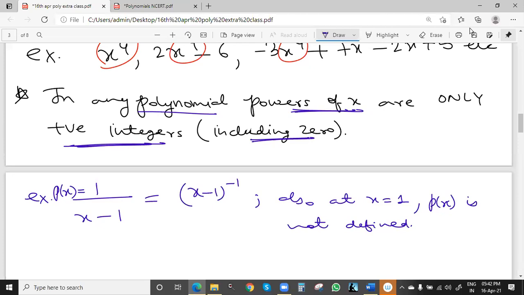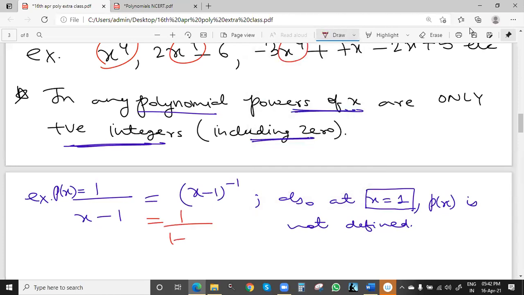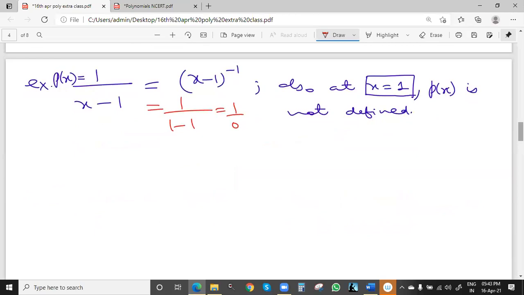So a polynomial is always a defined value. For any value of x, it will be defined for any real number. In this case, x equal to 1 is a real number. In the number system, we see that x equal to 1 is a real number, and for any real number, its polynomial should be defined. For x equal to 1, this is 1 by 0, because we put x equal to 1, this will be 1 minus 1, 0. So 1 by 0 value is undefined. So the polynomial is coming undefined, so we can say this will not be a polynomial.